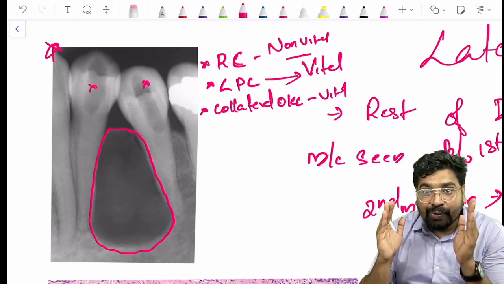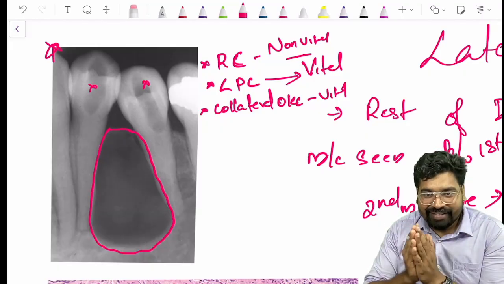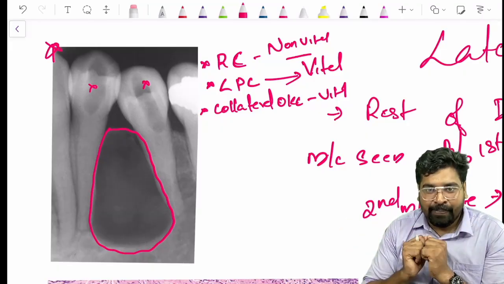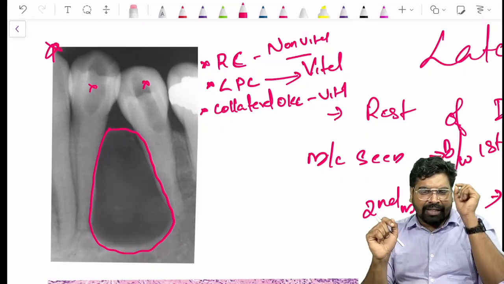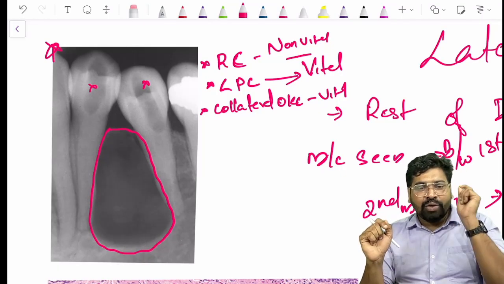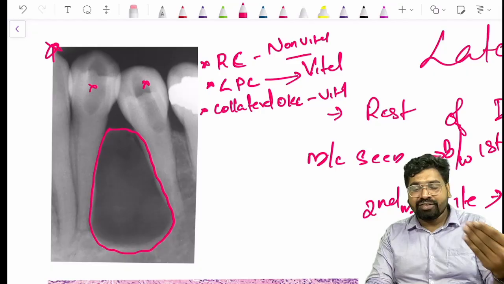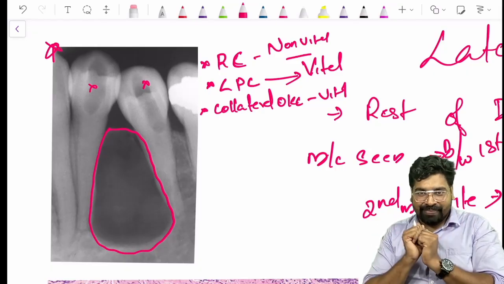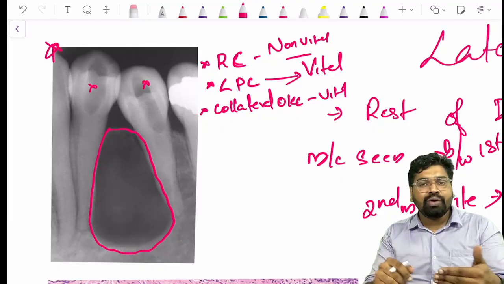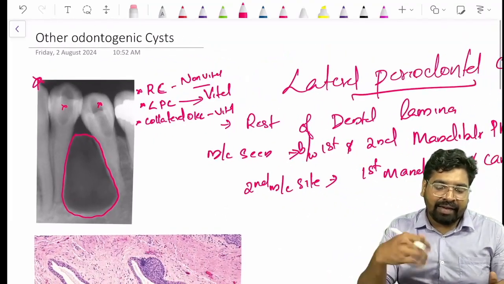This is the clinical clue they will give you. They will give you a radiolucency like this and they will tell you that the teeth are vital. Please catch that point. If the teeth are vital, then it is not a radicular cyst anymore. It can be a lateral periodontal cyst or a collateral OKC. Then later they will give you the clue towards the answer.